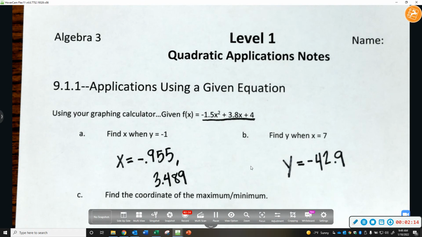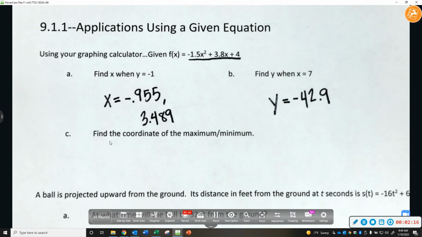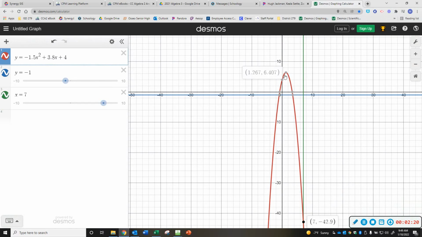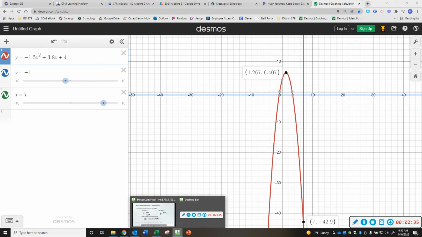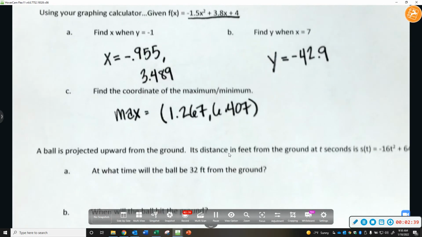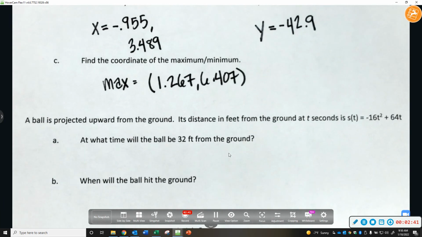So here is find the coordinate of the maximum minimum. So maximum is up here. So the max is 1.267, 6.407. So there is your maximum point. Okay? Now we're going to put applications for this method.